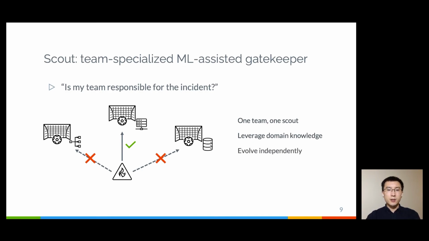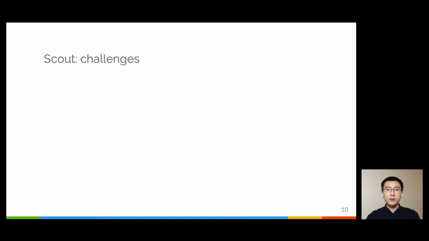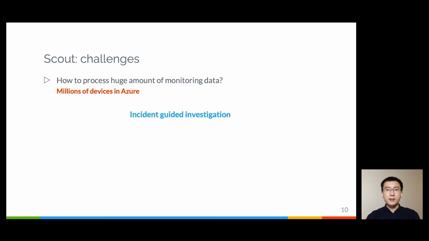Thirdly, each team can evolve its own Scout independently without affecting other team Scouts. To build such a Scout, we found there are three challenges. As we said previously, the Scout should leverage the monitoring data available. But since there are millions of devices in Azure, the amount of related monitoring data is huge. How to process them? Our insight is the incident itself can guide the investigation.